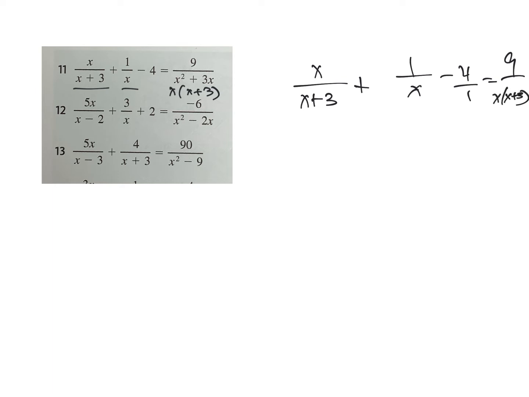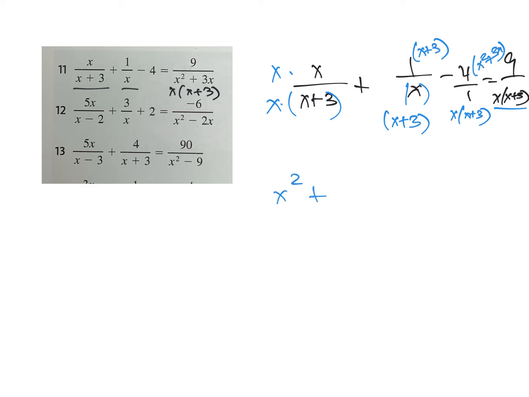Okay, so we need to multiply the first one by an x that's missing. Okay, the second one by x plus 3 that's missing. And the 4 needs both of them, x and x plus 3. So we're going to leave it on top as x squared plus 3x. And then the 9 has everything, so we don't need to change that. So we get x squared plus x plus 3. And now don't forget to distribute the negative 4, negative 4x squared, and then a negative 12x. And that's all going to equal 9.